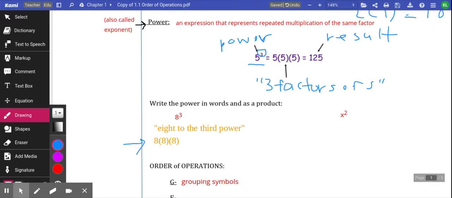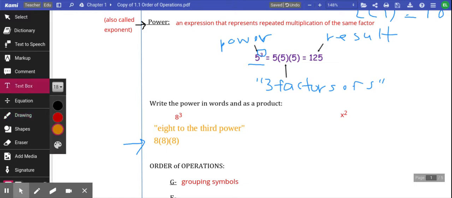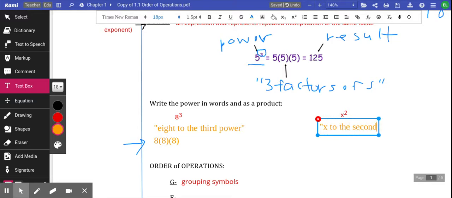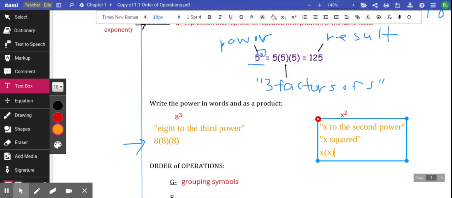And then in our second example, we could read this as x to the second power, or we could also say x squared. And written as a product, that would look like this, where it is 2 factors of x.